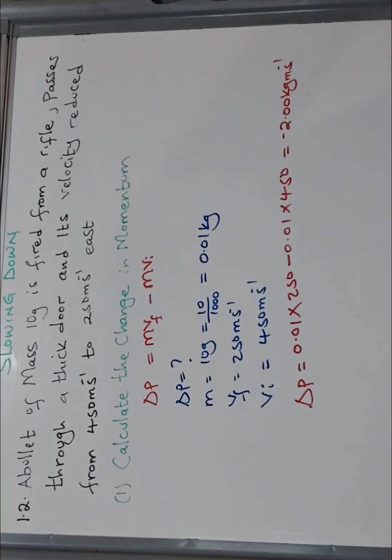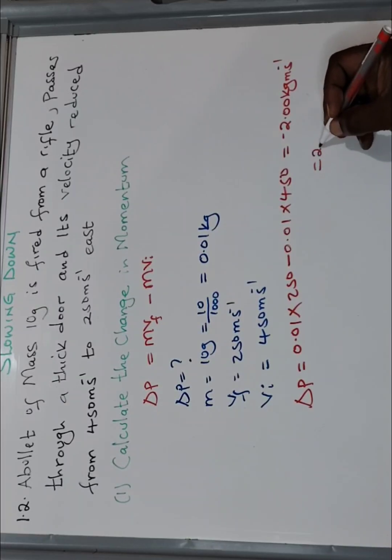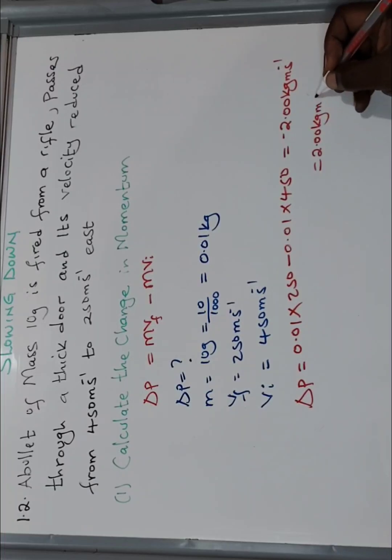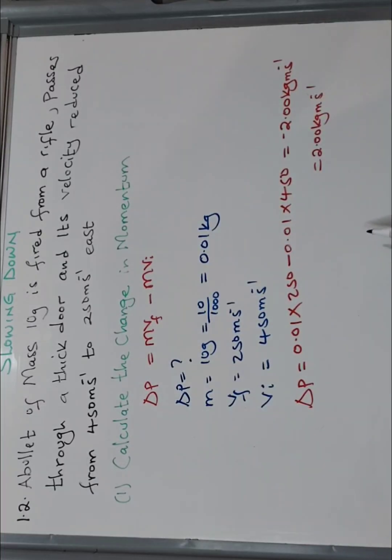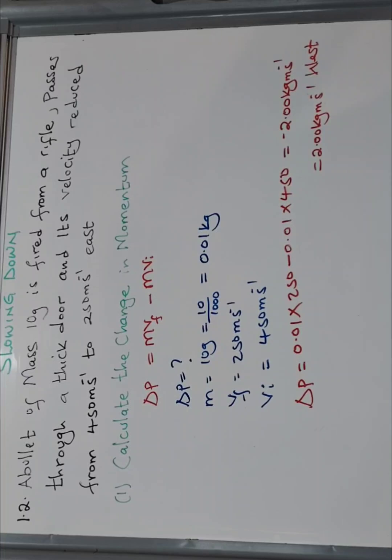Now the question at hand is, what is the implication of negative? Negative means opposite direction to the initial direction. So we are going to say 2.00 kilogram meters per second. In what direction? Initially it was east. This one is going to be west. So our change in momentum is in opposite direction to the initial direction.